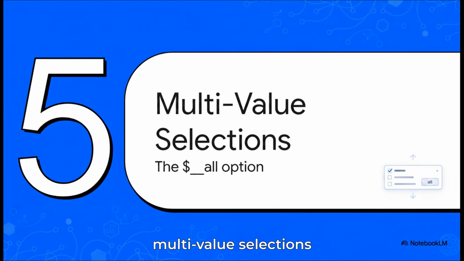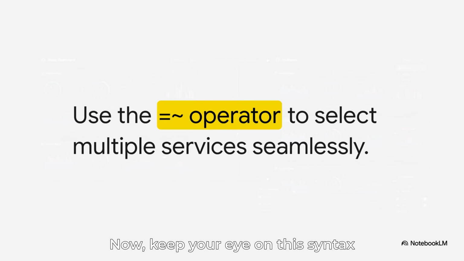Section 5: Scaling with multi-value selections and using the $all option for flexible filtering. Now keep your eye on this syntax here, the equals tilde. If you want to select multiple services or environments at the exact same time, you can't just slap a regular equal sign in your query. You absolutely need this regex matching syntax instead.